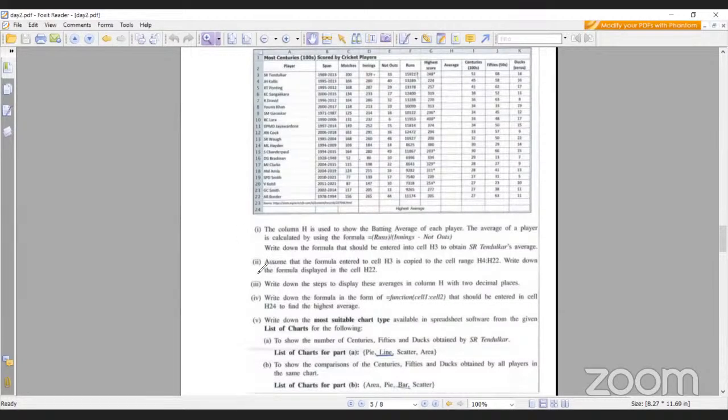Next one, second one. Assume that the formula entered in H3 is copied to the cell range H4 to H22. Write down the formula displayed in H22. What is the formula? It is equal F22 divided by, within brackets, otherwise it is wrong, D22 minus E22. D22 minus E22.